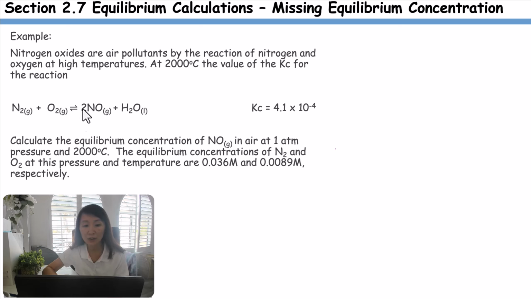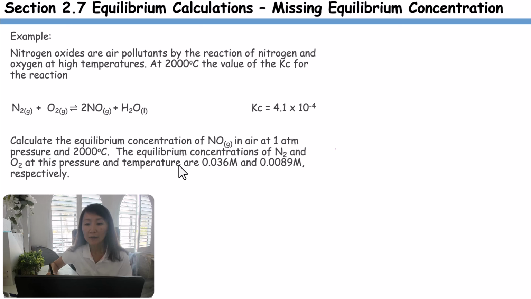So it's asking for the concentration, not the equilibrium constant. That's already been given at 1 atm pressure and 2000 degrees Celsius. The equilibrium concentrations of nitrogen and oxygen at this pressure and temperature are 0.036 and 0.0089. So it's giving you a bunch of values at equilibrium, not initial, but it is already at equilibrium, which these problems are giving you. So for this particular problem, we might not need to use the ICE table.